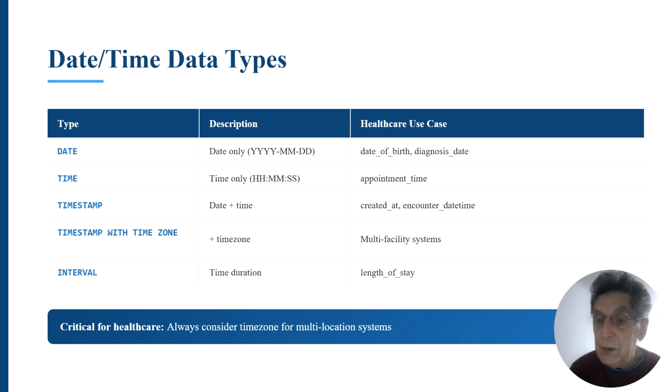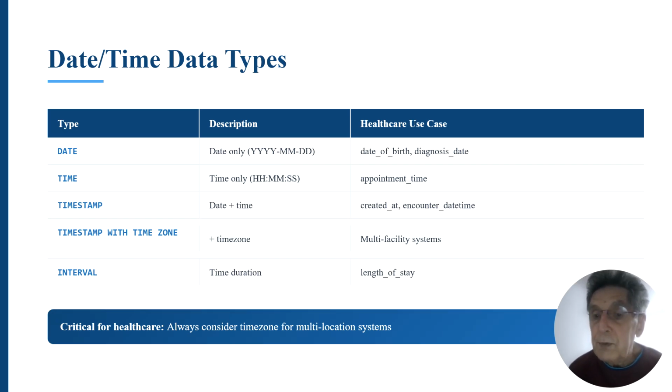You usually need the date too, so timestamp is date plus time. And you use this for the encounter date and medication administered at. So timestamp Z is an extra wrinkle on this where time zone awareness is incorporated. And this is critical for multi-facility systems spanning multiple time zones. Medication given at 3 p.m. in New York is different from 3 p.m. in Los Angeles.